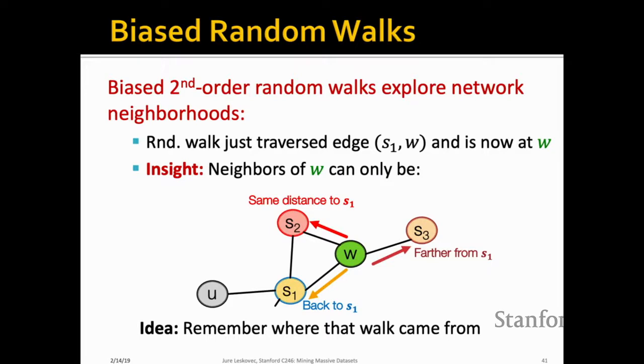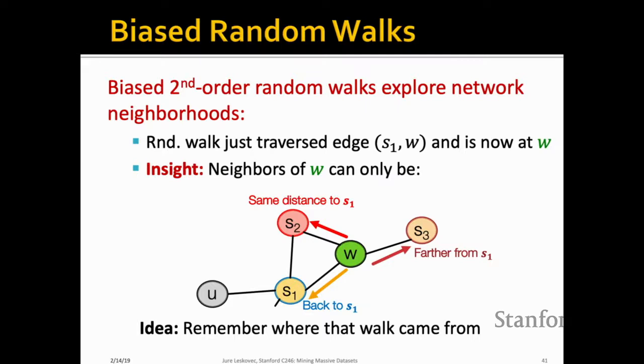So here is how this looks if I write it out. The idea is that let's say the random walk just came from node S1 to node W. So we just traversed this edge. And now at node W, we need to decide what we want to do. The important observation is that when you are at a given node, there are only three things you can do. What are the three things? When I say three things, I mean with respect to your starting node U.